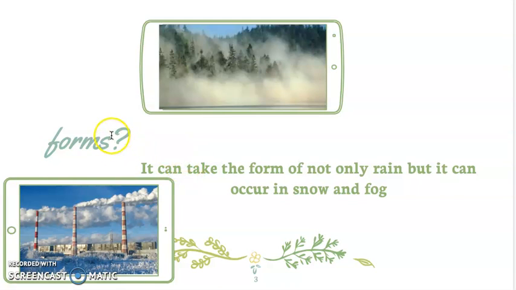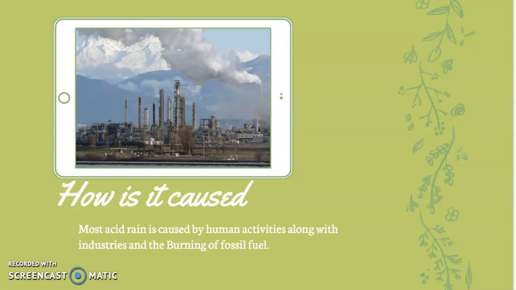What forms can it take? It can take the form of snow and fog. The pictures here are what it kind of looks like, and that's the snow developing, and that's also the smog going. So it's going to do a little cycle, like snowing. There's snow here.